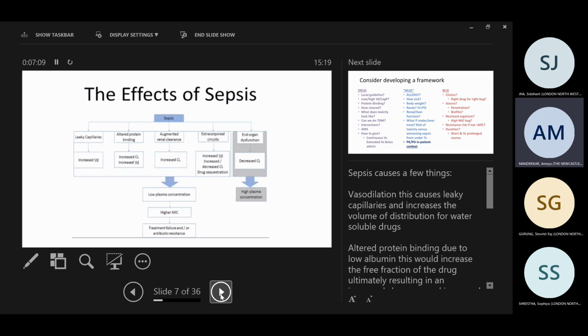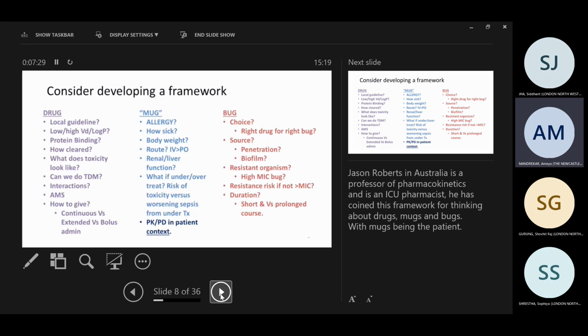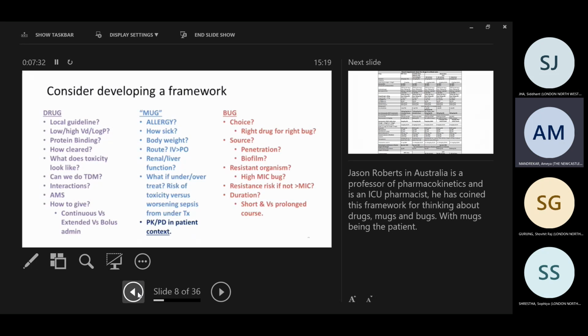And with more free fraction of the drug, two things happen. There's both an increased volume of distribution, which dilutes it, and there's an increased clearance because there's more of the drug available. It's a bit of a paradox. You think there's more free fraction of the drug, hence it should go toxic, but actually the body clears more and you're diluting it more because there's an increased volume of distribution. Hang on, sorry, there's more on that slide.